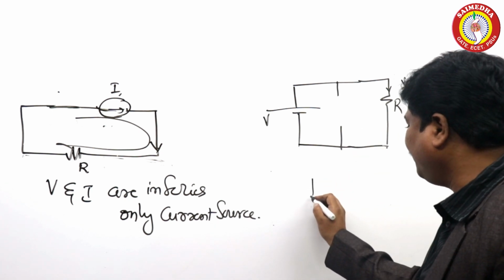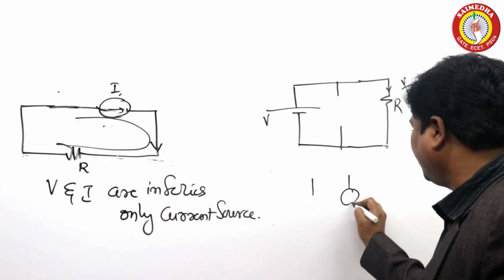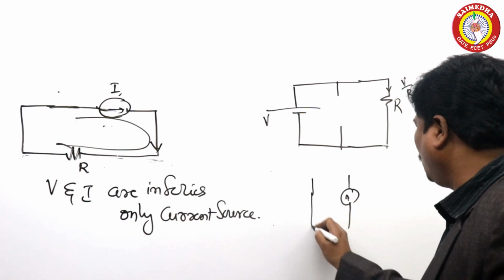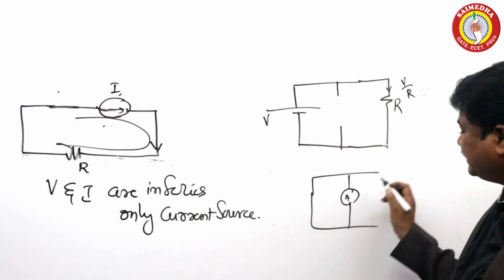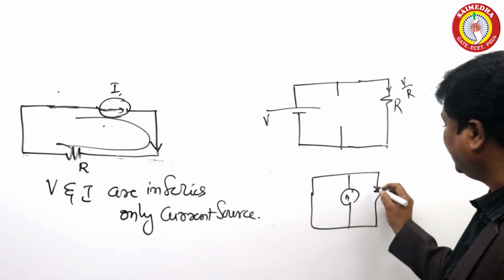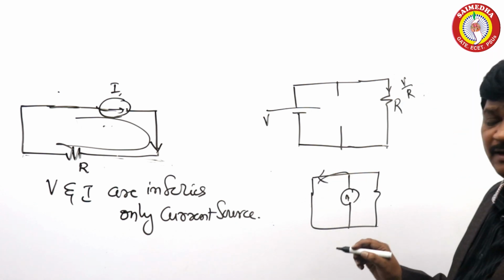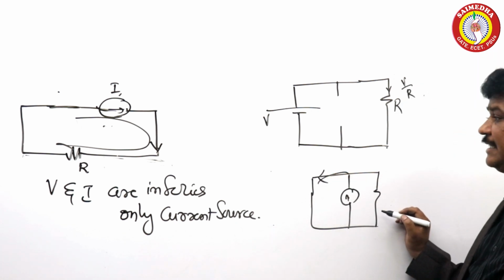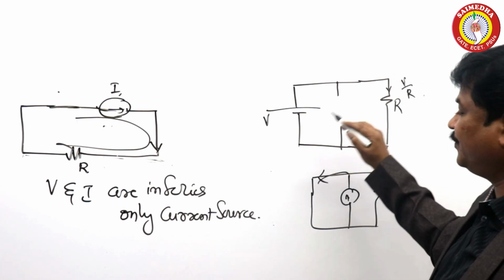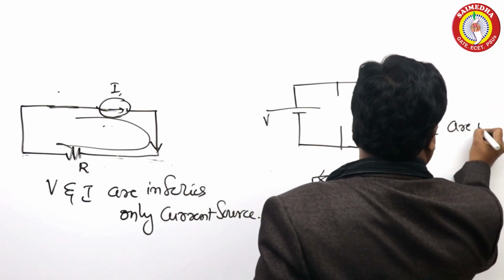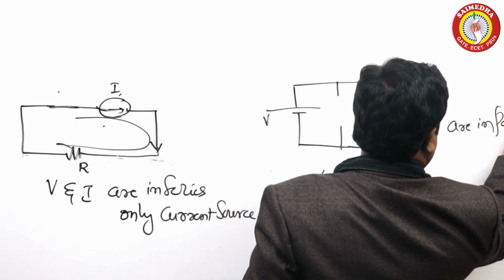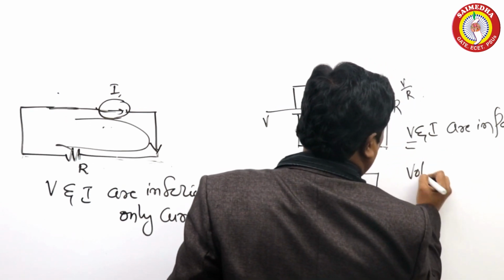Suppose you are given the current source here and the voltage source is made 0. Under this condition, it is a short circuit. This is the resistance. The entire current will pass through the short, and no current will pass through this resistance. So if V and I are in parallel, the resultant is voltage only.